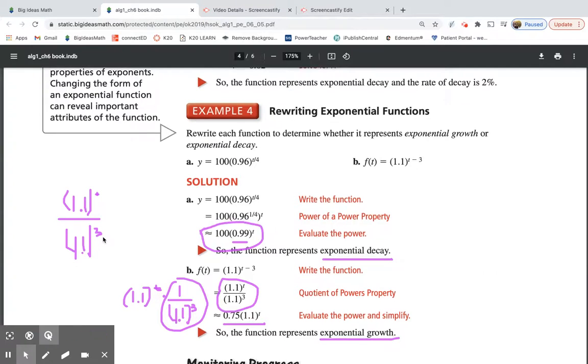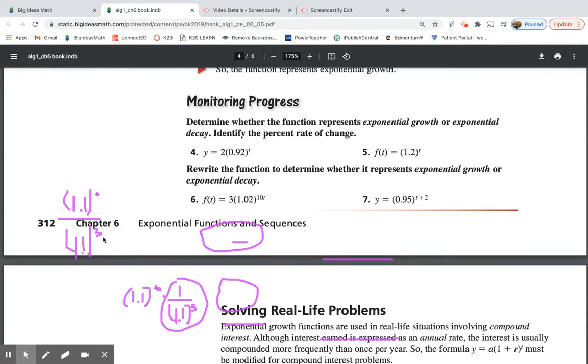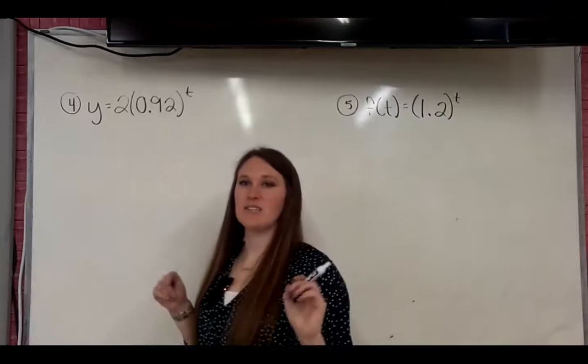Okay, we're going to try some of these. Let's just go ahead and try all 4 of these to get good practice: 4, 5, 6, and 7. Try those, pause the video, and then I will go over it with you. I'll do these first and then erase it and do the other 2.